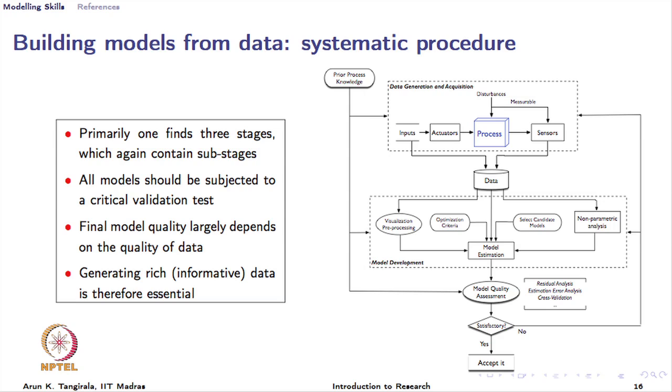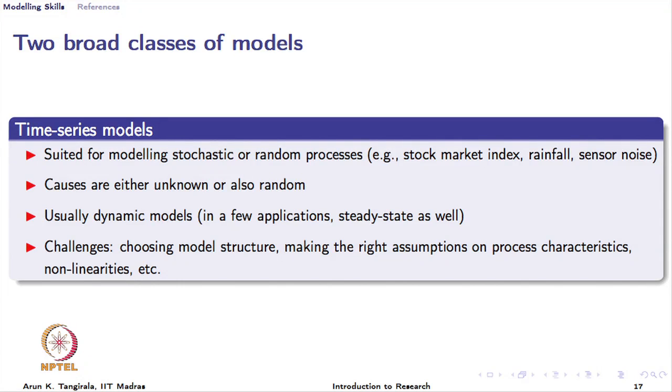Now, within the empirical models, there are two broad classes of models that one encounters, and I just want to briefly discuss those. I am not referring to the linear and non-linear and so on. This classification is based on more or less the same lines as we discussed in the data analysis lecture, the deterministic versus stochastic models and so on. So, the first class of models that one would see predominantly in the literature is the time series models, which are suited for stochastic processes, where the causes are either unknown or known with error, that is, they are actually random themselves.